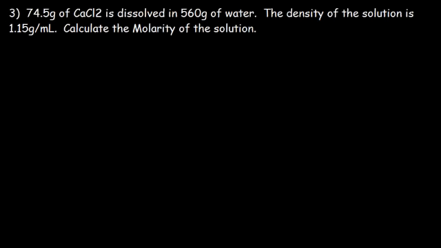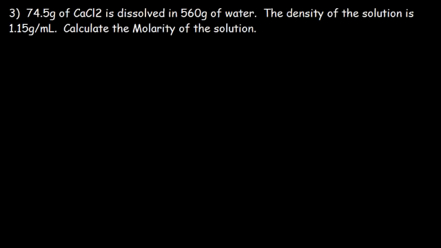Number 3, 74.5 grams of calcium chloride is dissolved in 560 grams of water. The density of the solution is 1.15 grams per milliliter. Calculate the molarity of the solution. To find the molarity, we need the moles of solute, which we can get by using the grams of calcium chloride, and we need to divide that by the liters of solution.